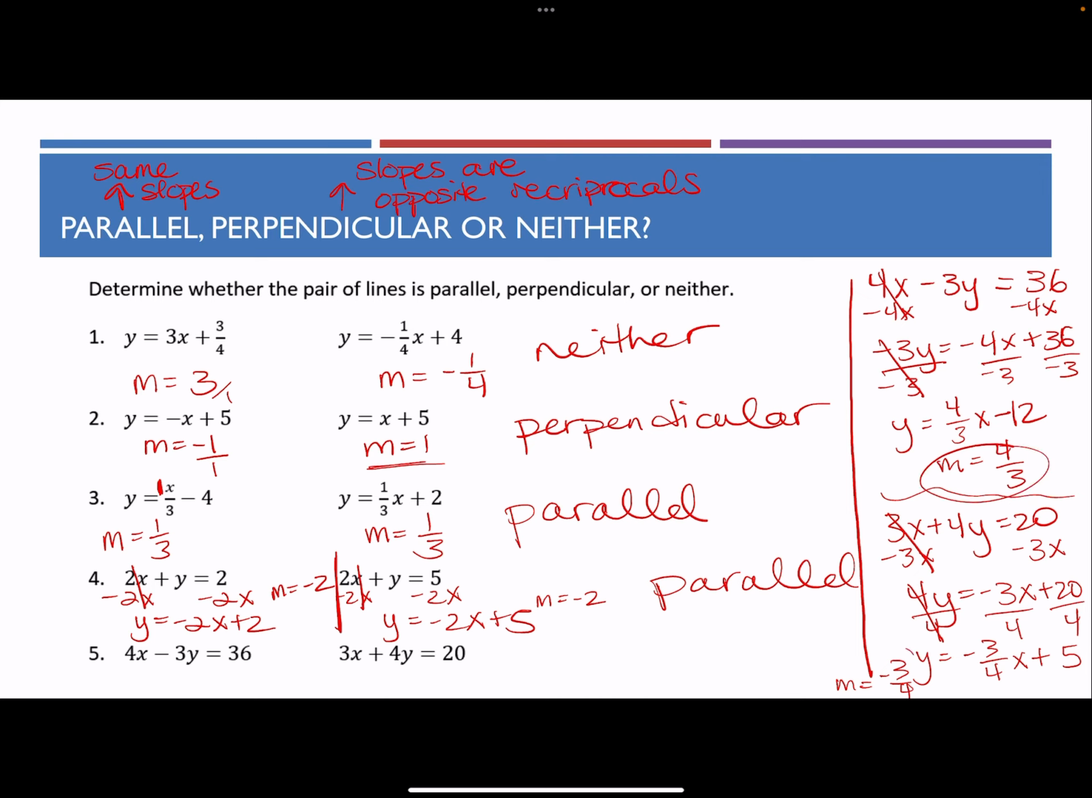So my two slopes were 4 over 3 and negative 3 over 4. So let's start with this first one up here, positive 4 over 3, right? Opposite reciprocal of that, switch the sign, it would be negative, and flip the fraction. It would turn into 3 over 4, which is what the slope is on the other equation. So that tells me that these two lines are perpendicular.